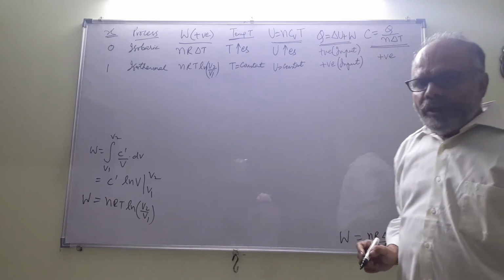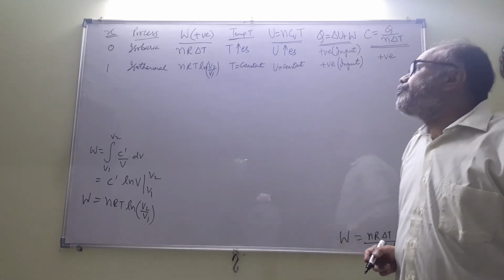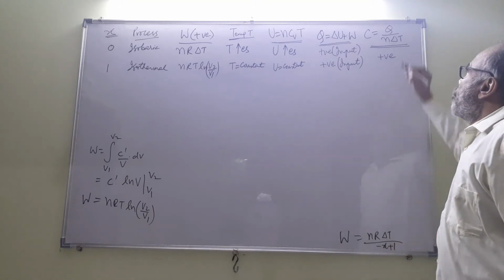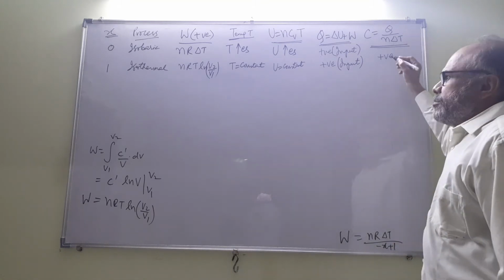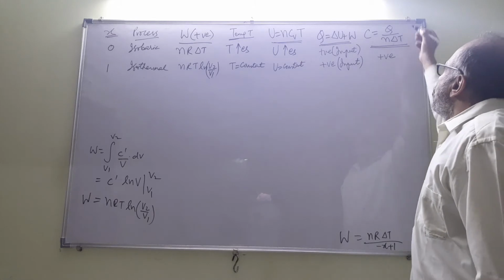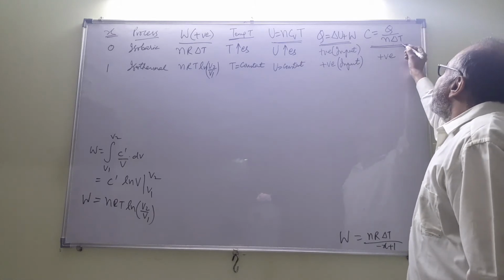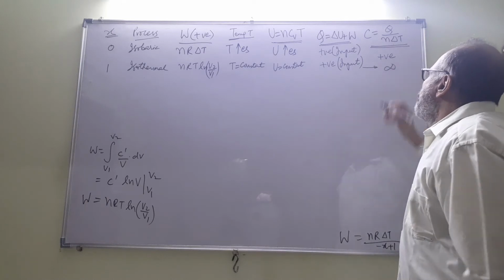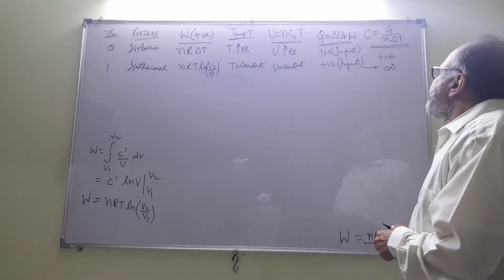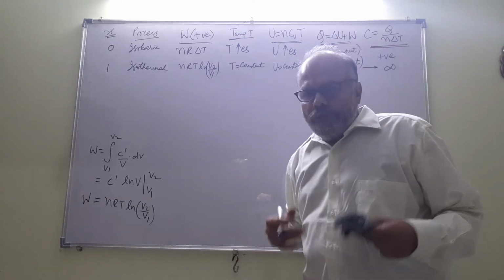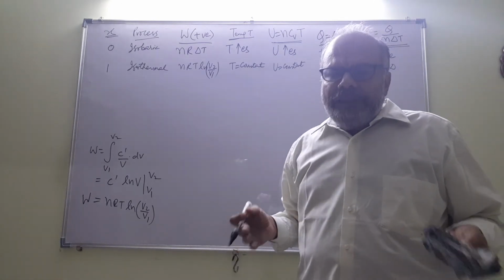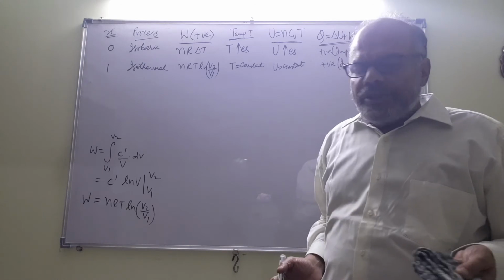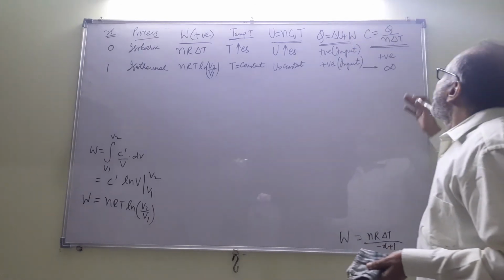So in an isothermal expansion also, heat has to be supplied from outside. What about the specific heat capacity? Delta T, the denominator, is 0. So the specific heat capacity would be infinite, because as you keep supplying heat, the temperature just doesn't change. So obviously the specific heat capacity is infinite.